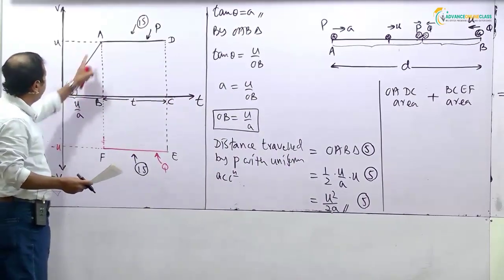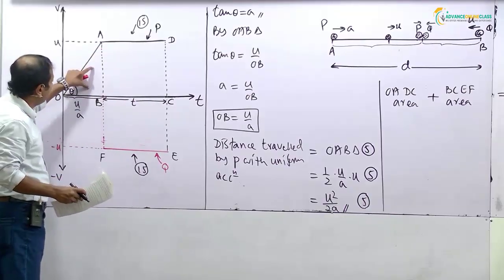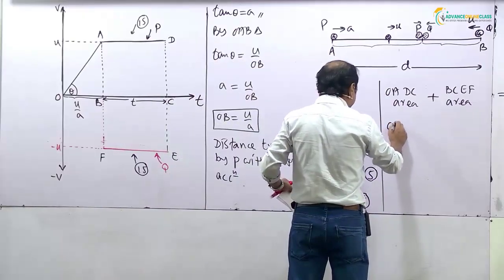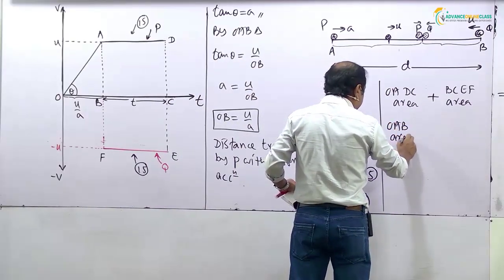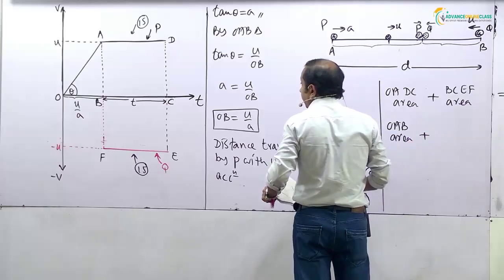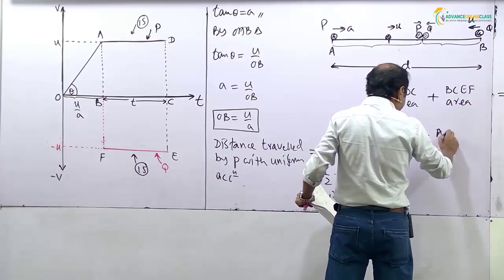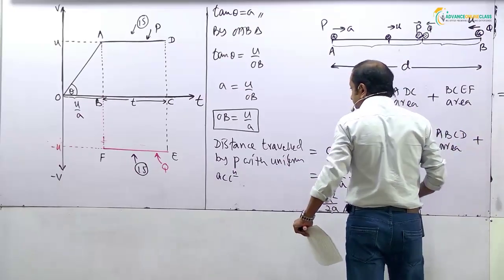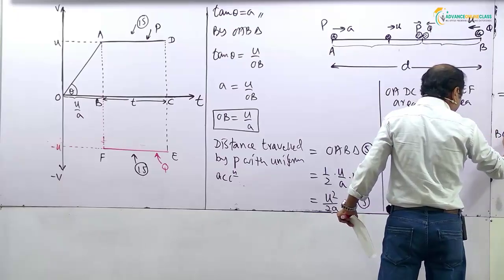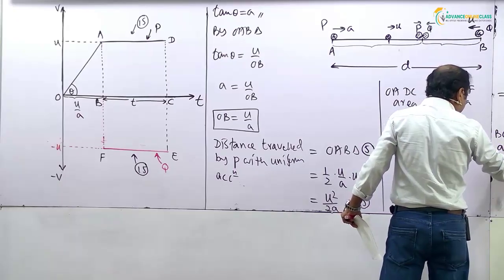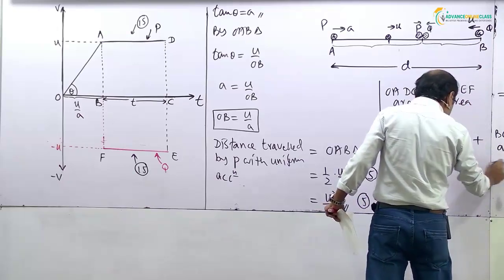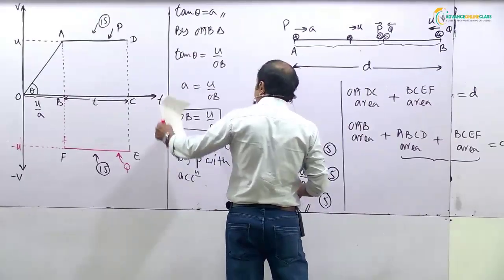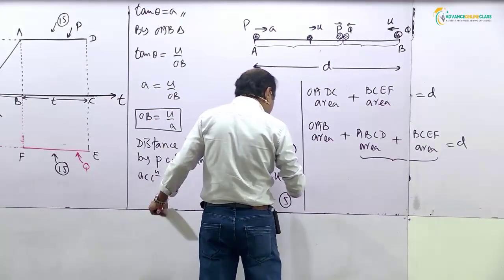Right. This OADC area I can split into two parts, this area plus this area. Then I can write OAB area plus ABCD area plus BCEF area equals D. These two together we can write. This is OAB area. We found the answer for OAB area: u squared over 2a.